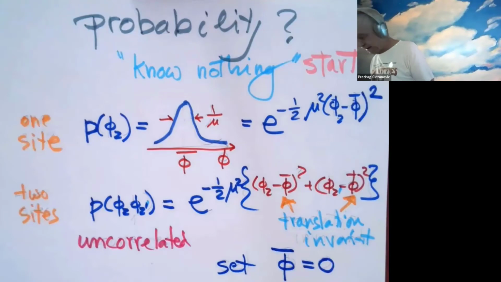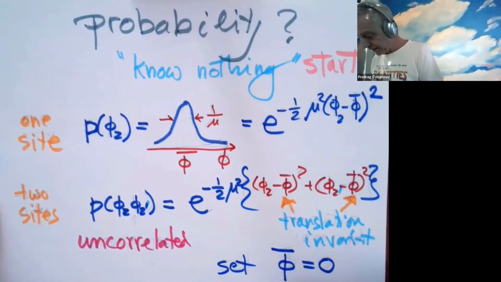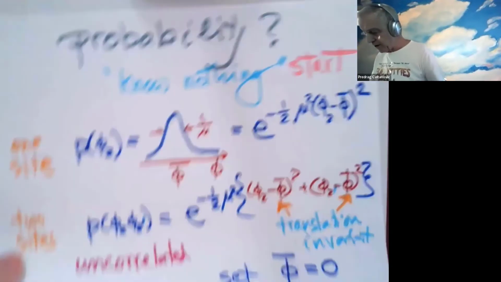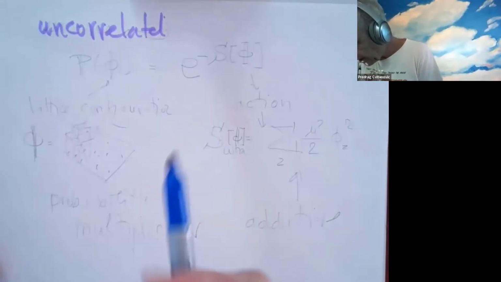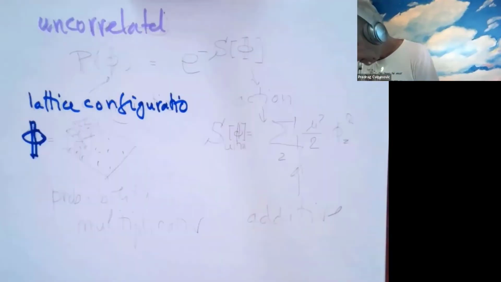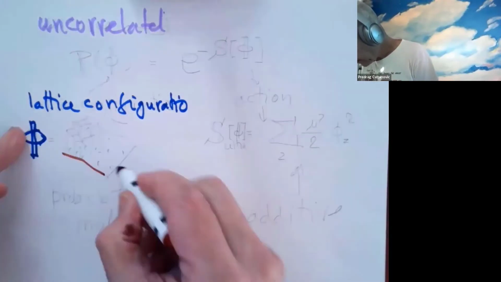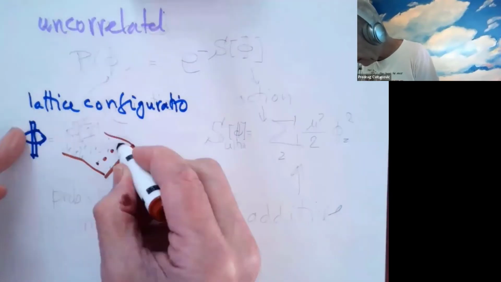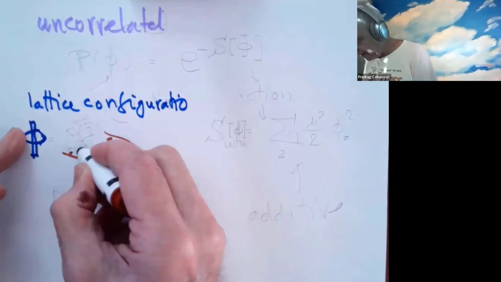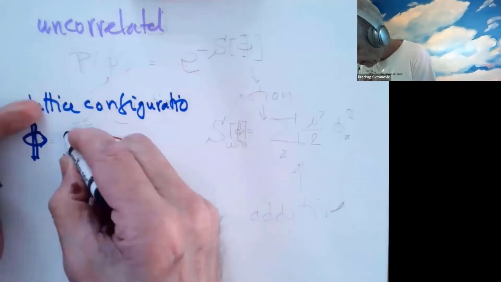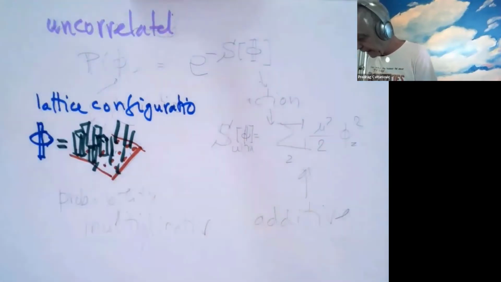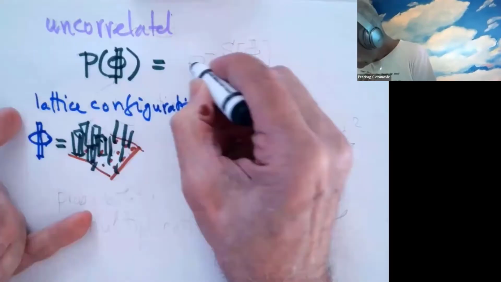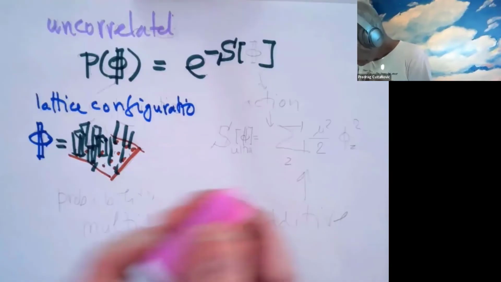And now we can write the probability of any number of sites as long as they're not correlated. First, let's define a lattice configuration, capital Phi. Suppose we have some finite slab which is covered with lattice sites. And on each of these lattice sites, there is a little column which is the value of the field at this lattice site. And that's what we mean by a given field configuration: a bunch of real numbers, one real number for each site. If they don't know about each other, the probability is exponential. The thing in the exponential we call the action.